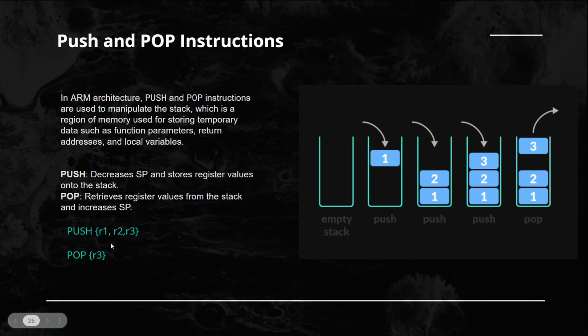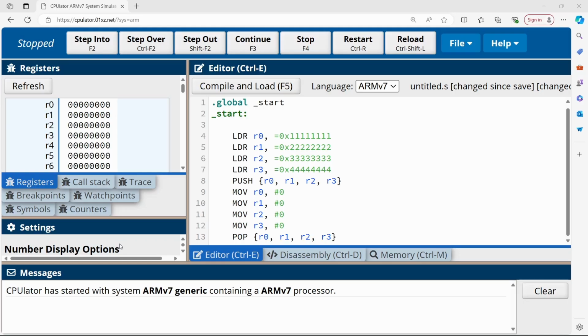Now let's understand this within the CPU. As you can see, I have already written the code where I have loaded values into registers, used push instructions to load their values into the stack, and pop instructions to restore those values. Let's compile and run.